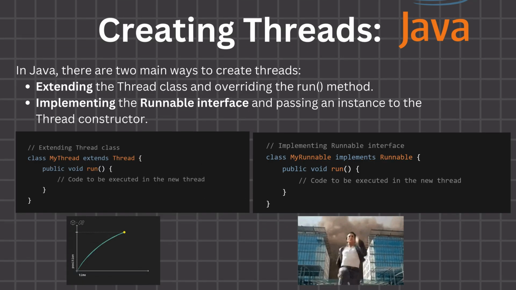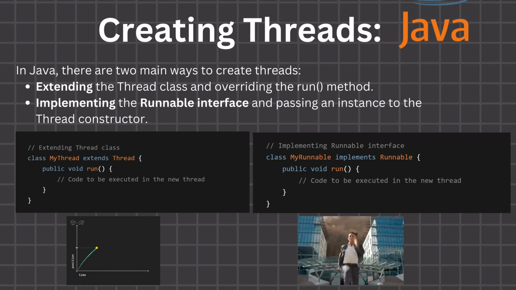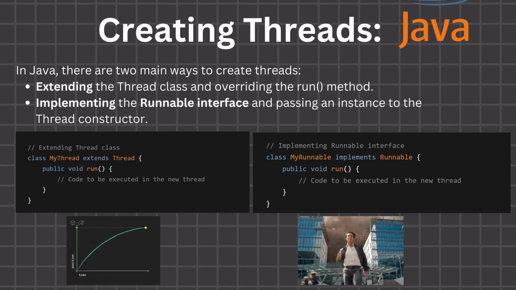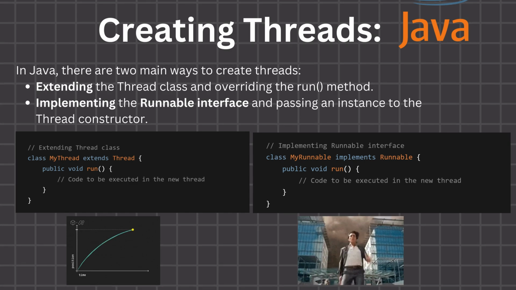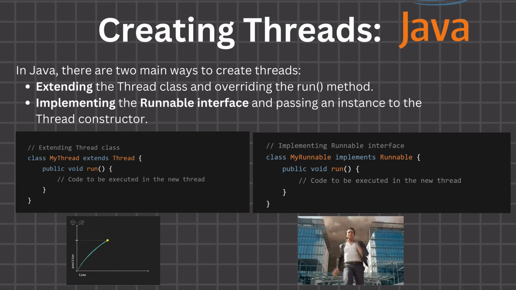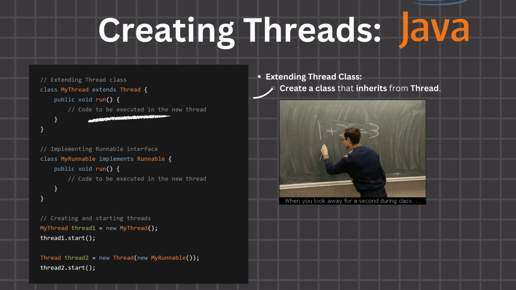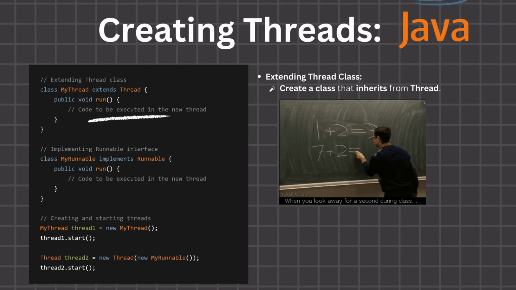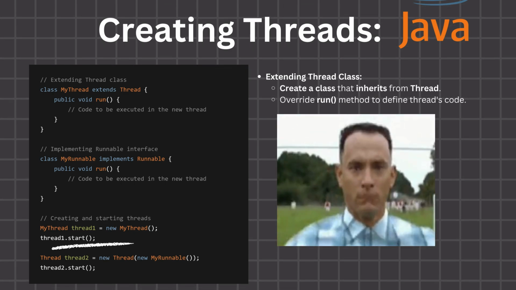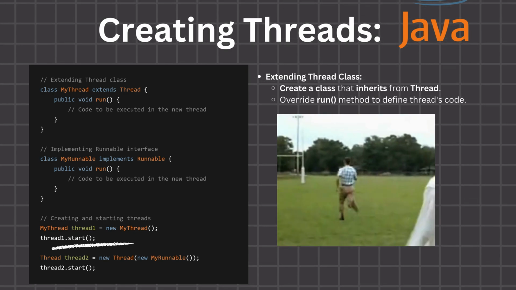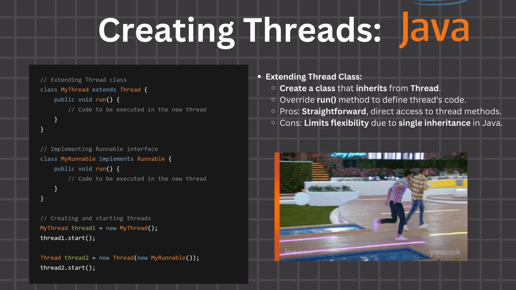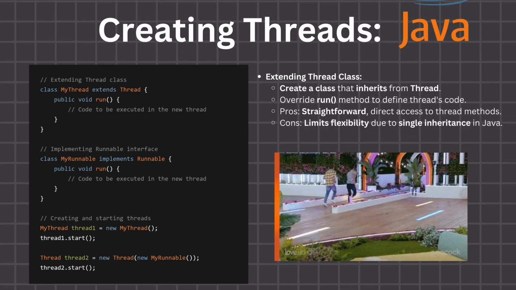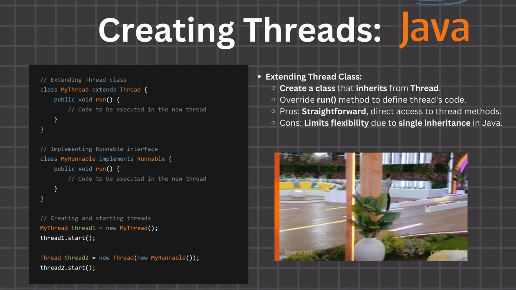So now that we've seen some of the advantages of multi-threading, let's dive into how we can actually create threads in Java. There are two main approaches: extending the thread class or implementing the runnable interface. The first approach, extending the thread class, involves creating a new class that inherits from the thread class and overriding the run method. This is the most straightforward approach, but it can limit the flexibility of your code since you can only inherit from one class in Java.